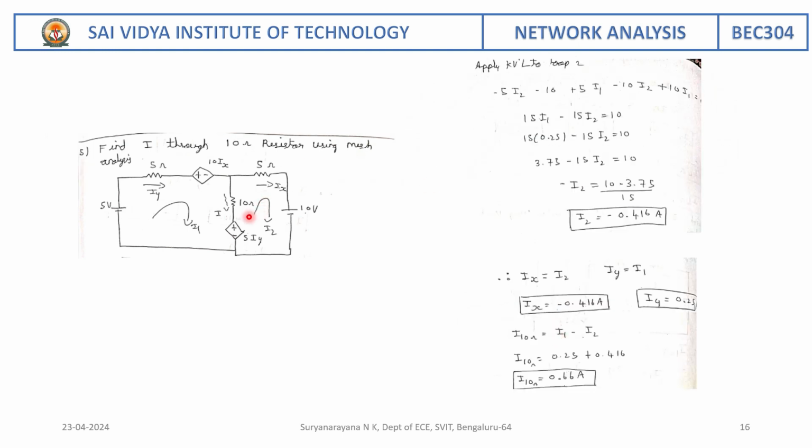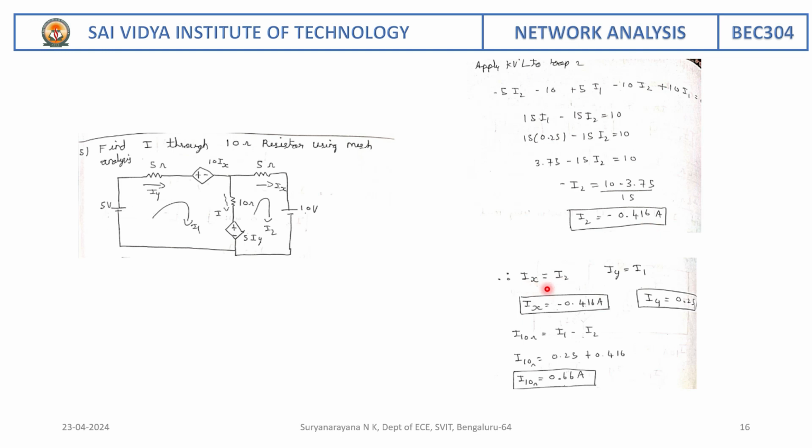Now apply KVL to the second loop. So minus 5I2, I am moving from plus to minus, therefore minus 10. Again here I am moving from minus to plus, plus 5Iy. What is Iy? Iy is I1, minus 10I2 in the direction of assumed current, plus 10I1 is equal to 0. On simplifying, I am going to get the value of I2 as minus 0.416 ampere.